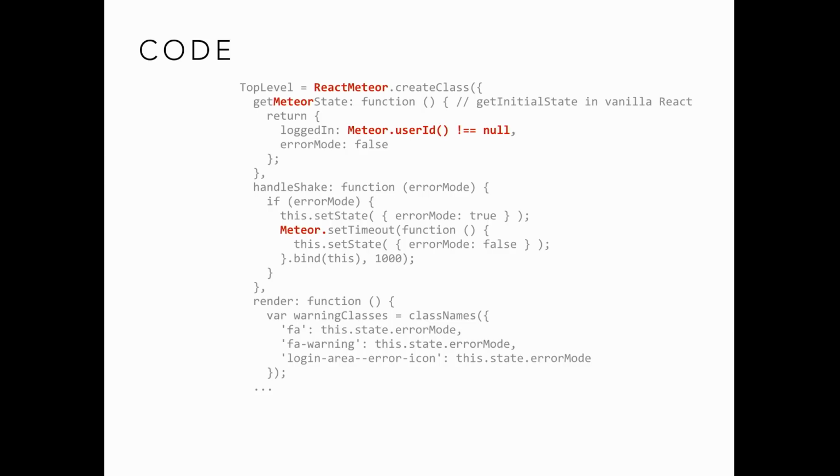So if you look down on the fourth line there, where it says Meteor.userID is not equal to null, that's this reactive thing, right? This get Meteor state will, with that little bit in there, hide the whole login component so it doesn't show on the screen when you don't want it to be there. It's really, really easy. There's not a lot of stuff that you do. Everything in gray is just vanilla React code. And the Meteor specific stuff is really easy to add.